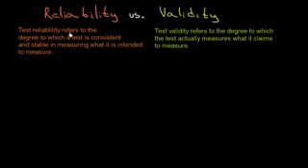Reliability refers to the degree to which a test is consistent and stable in measuring what it is intended to measure. Well, again, it sounds a bit hairy, so let's look at the other one. Test validity refers to the degree to which the test actually measures what it claims to measure. So, whether it actually measures what it claims to measure.